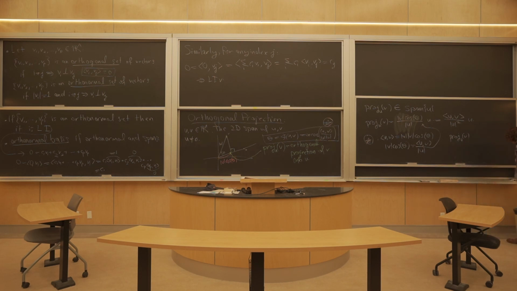The orthogonal projection of the vector v onto the span of u is given by this. U against v gives me a number, divided by u norm squared, that's another number, so this is a scalar. And I use that to scale the vector u, so that gives me a vector proportional to u, so that's in the span of u. And that's the formula. Okay?